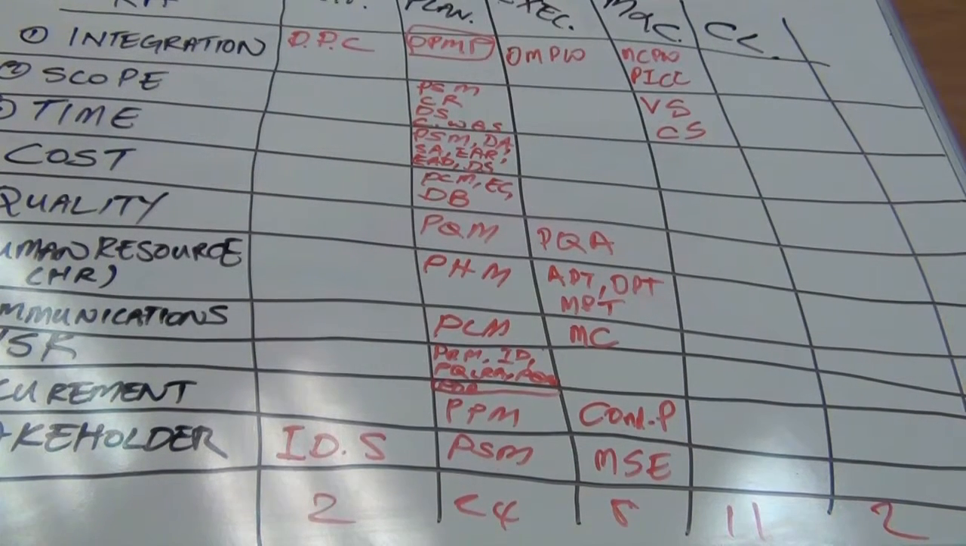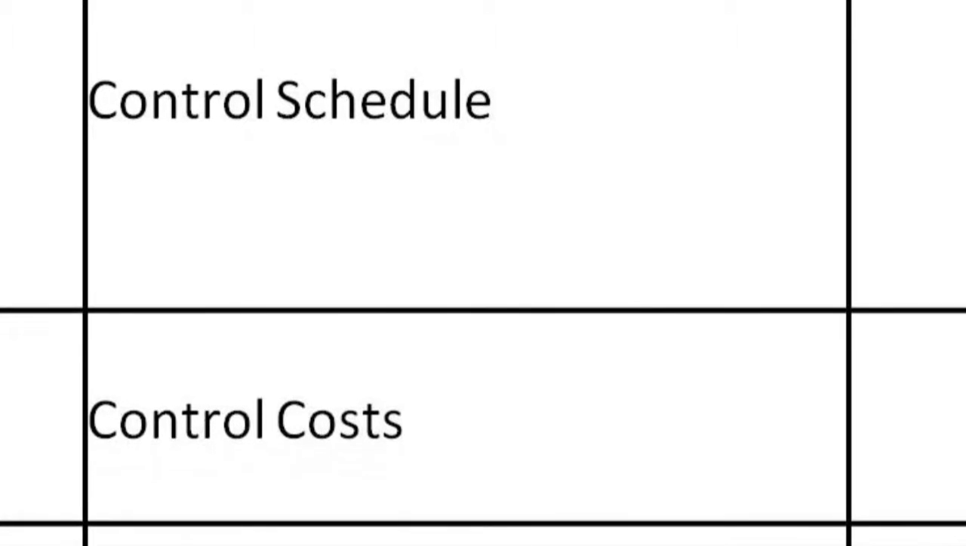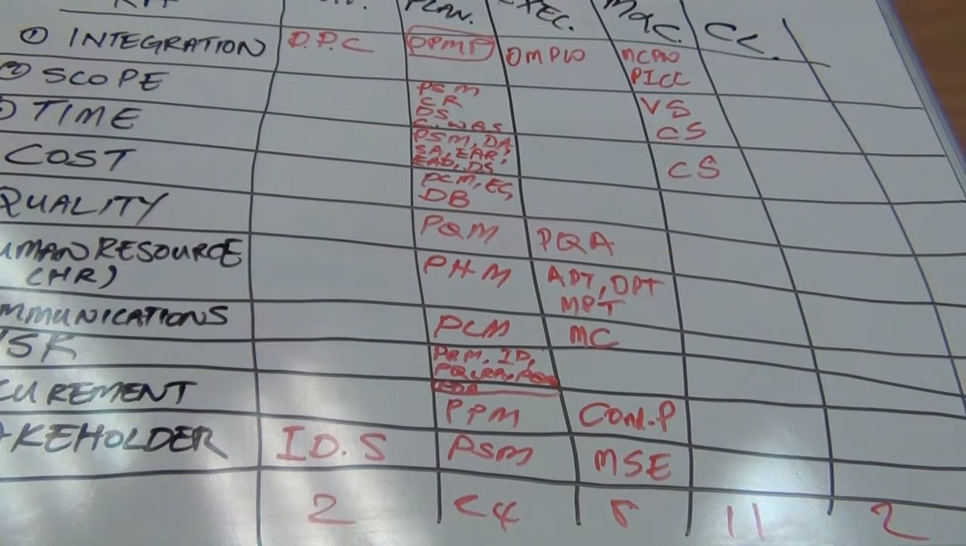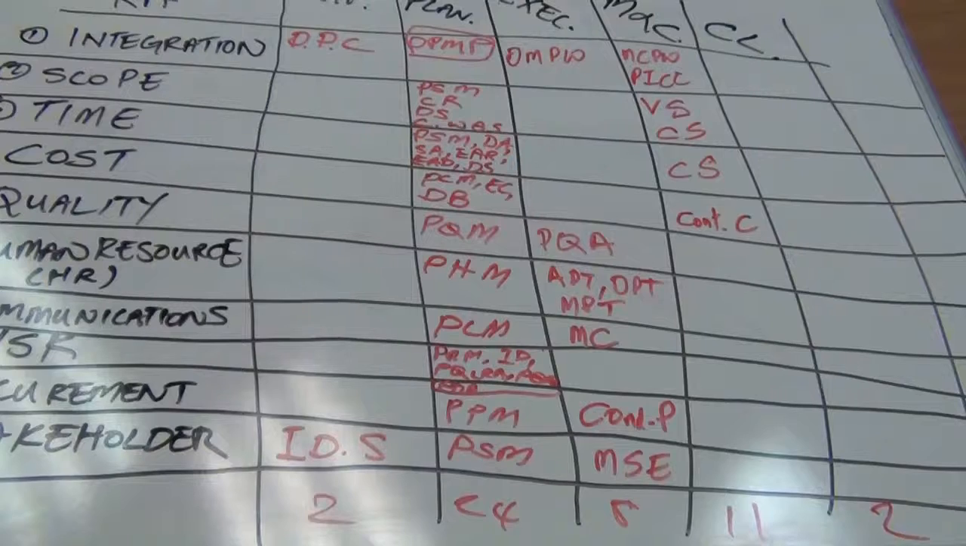Next, we have in time management, control schedule, which is very easy to understand. Control schedule is controlling the schedule, making sure that things are being done at the right time. And if things are not being done when they should be done, the project manager needs to take action and influence that. Next, we have in cost management, control cost. And control cost involves making sure that the budget is being spent as planned.